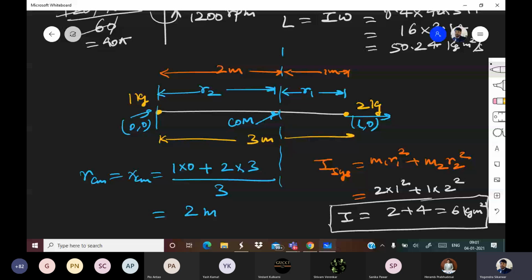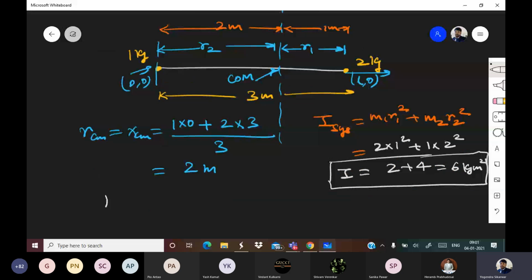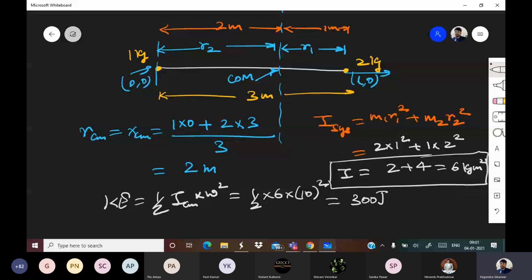Now I and omega are given, so the kinetic energy K will be half into ICM into omega square, so half into 6 into 10 square. That comes out to be 300 joule. The answer comes out to be 300 joule. That is the answer.